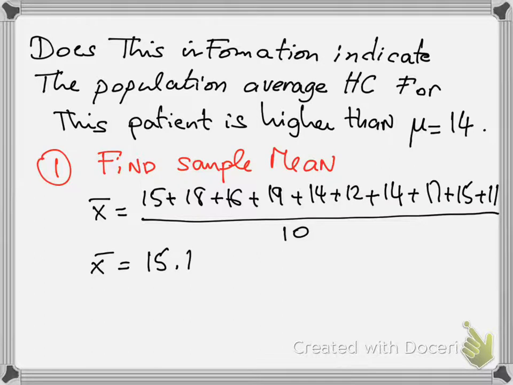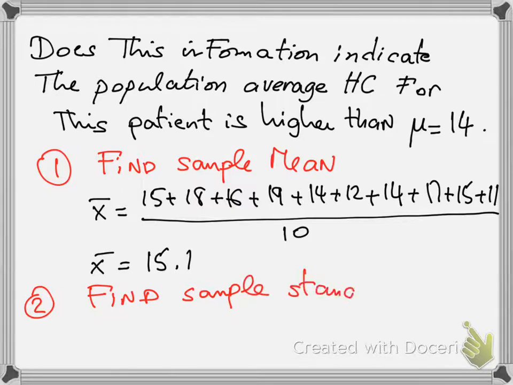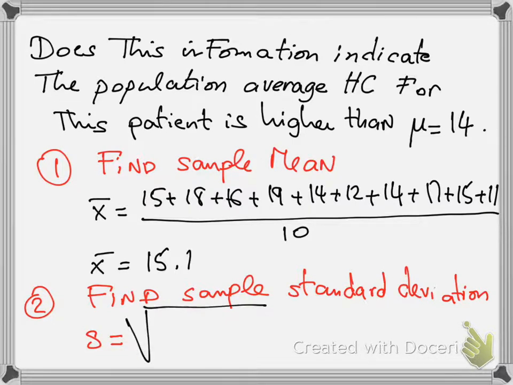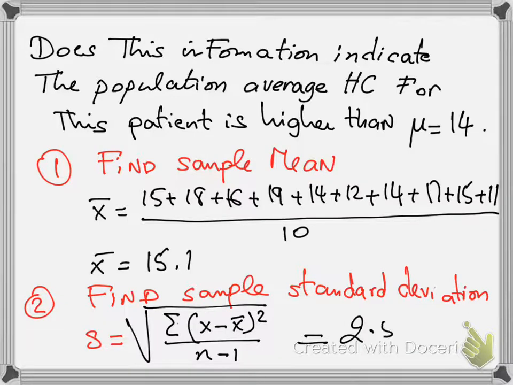Now, second step, we need to find the sample standard deviation S. So S is equal to, remember, don't forget to take the square root of the sum of x minus x bar squared over n minus 1. Okay, and then the standard deviation here would be 2.51.